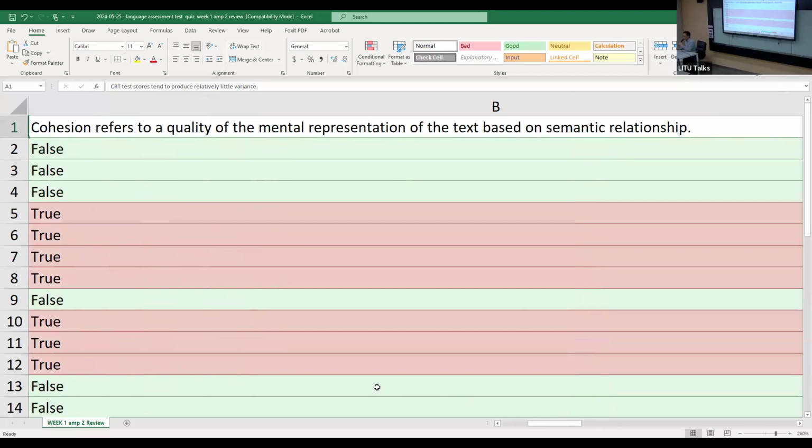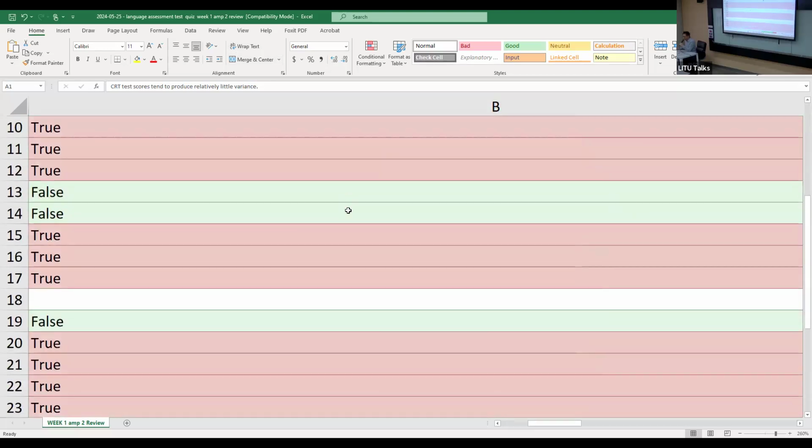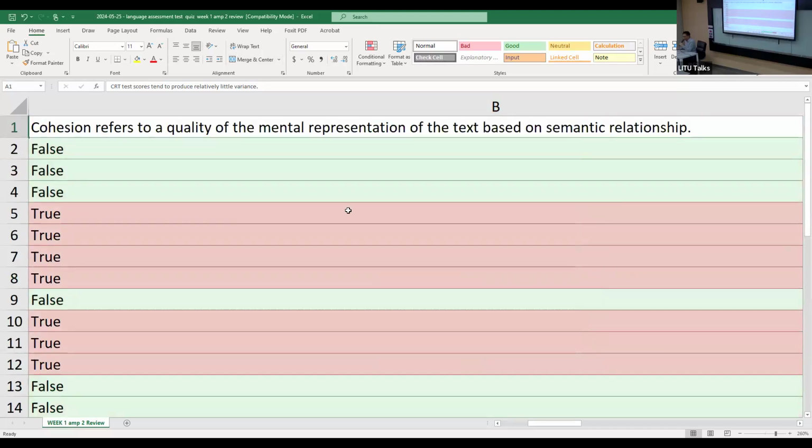Cohesion refers to the quality of the mental representation of the text based on semantic relationship. I know there are some low frequency words like semantic relationship, mental representations. Come on, what does it mean? That's why a lot of people got lost here. Is this a true statement? This is actually coherence, right? Coherence is about the quality of a mental representation. Oh my goodness, what does that mean?